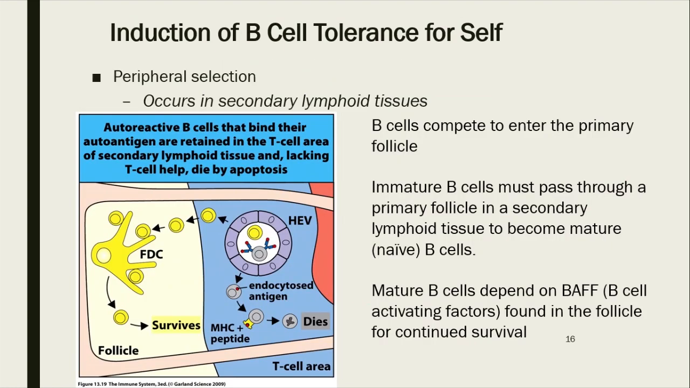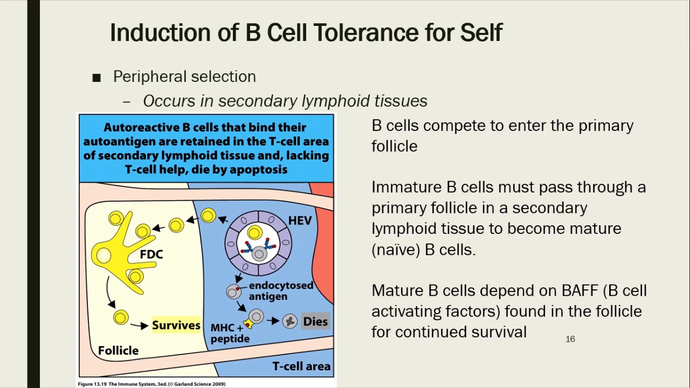The second mechanism in peripheral selection occurs in the secondary lymphoid tissues. It means that the immature B cell needs to go through the primary follicles and then reach the secondary lymphoid tissues. Those that cannot go through will first become eliminated. Those anergic B cells that cannot go through will also undergo apoptosis.